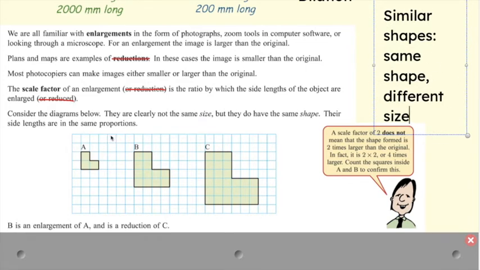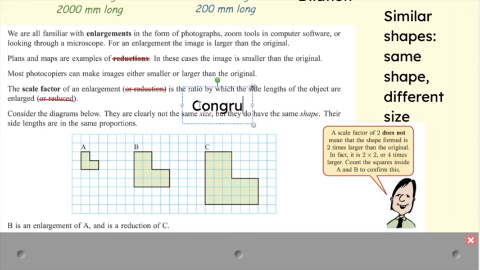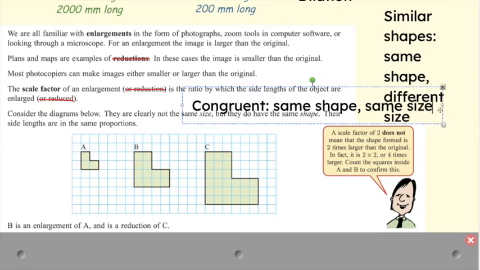This is different than the other transformations that we've talked about because they haven't changed their size. They've only changed how they look. So for a translation, a rotation, a reflection, they don't change their size. So those shapes are congruent. Same shape, same size.